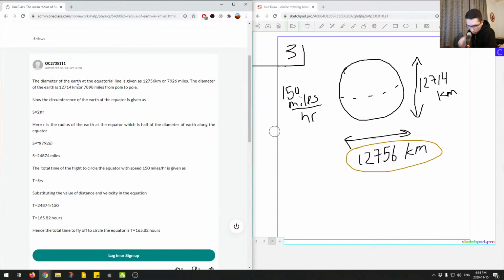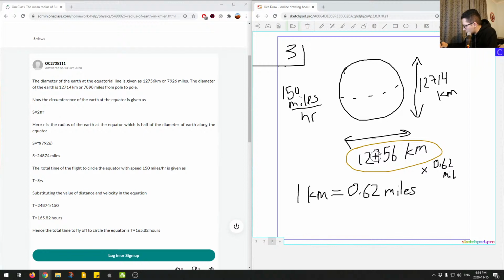So one thing to note quickly, when you're converting kilometers to miles, we know that the conversion rate is 1 kilometer is equal to 0.62 miles. So this is the conversion rate. Looking at this, we know we have to convert it into miles. We would multiply by 0.62 miles per kilometer.